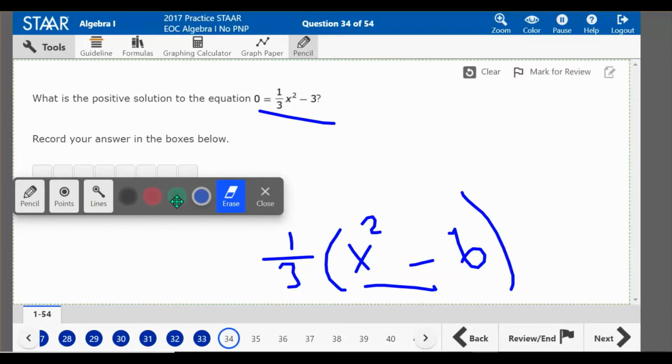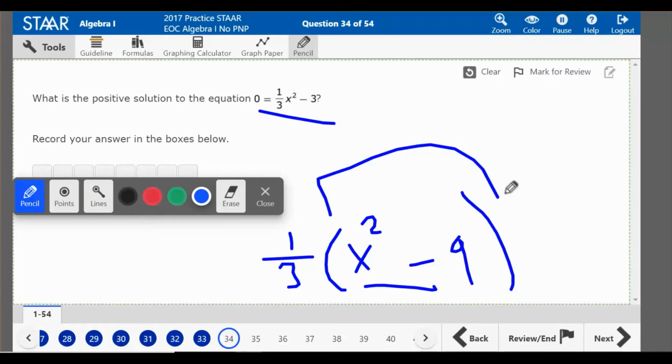Wait, not 6, my bad. It's actually -9, because 9/3 equals 3, not 6/3 equals 2. So my bad, it's -9. So this x squared minus 9, we can factor this out even more. We're not done here. X squared minus 9, that's a difference of squares formula. So if we factor that, it's x plus 3 times x minus 3.